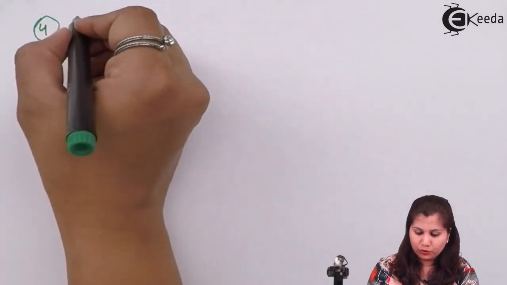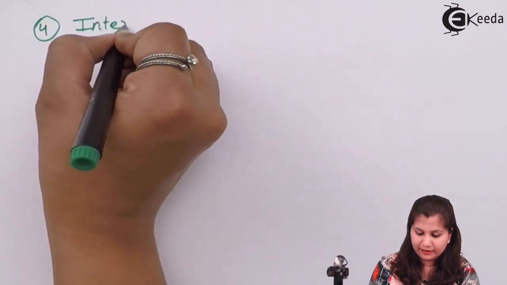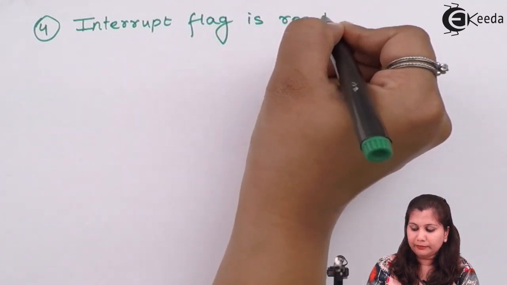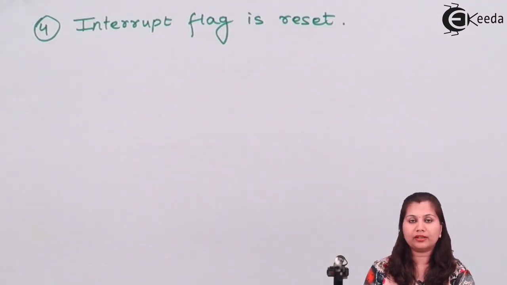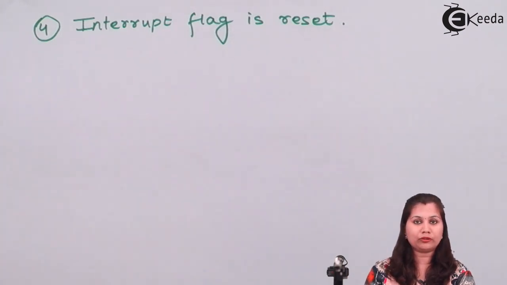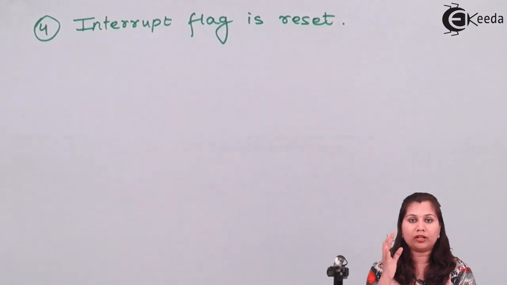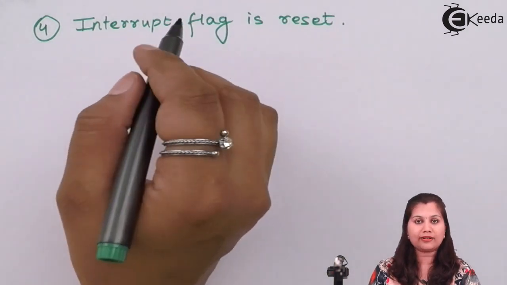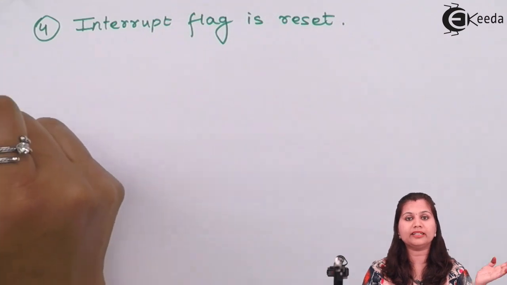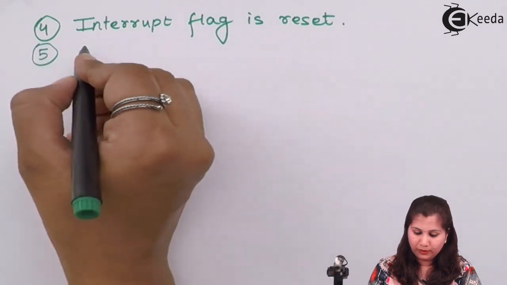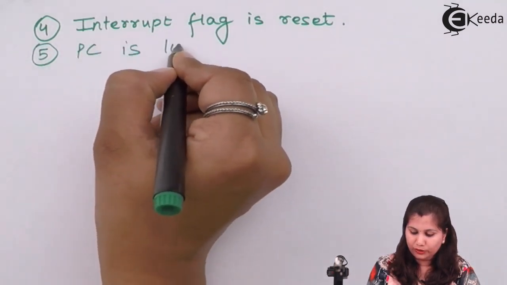Next step is that the interrupt flag is reset. In the microcontroller, we have a flag which tells about the status of the interrupts. Because the microcontroller has acknowledged the interrupt which was given to it by the peripheral device, that interrupt flag has to be reset again, so that another interrupt can be given to the microcontroller.